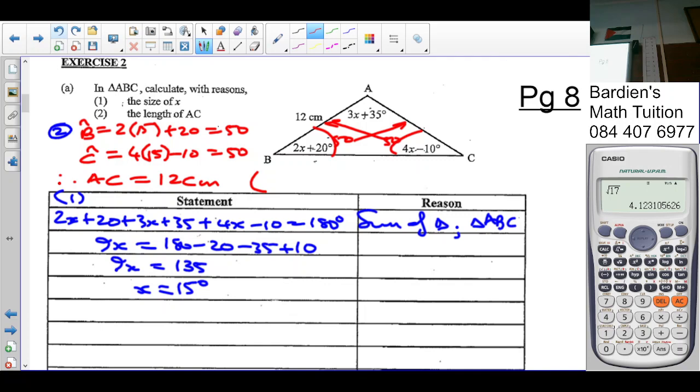Why? What's the reason? Angles opposite equal sides is wrong. Why? Because the sides in the diagram are not equal. It's the converse. Converse means the reverse. Right, so what do we get? AC is equal to 12. Why? Sides opposite equal angles.